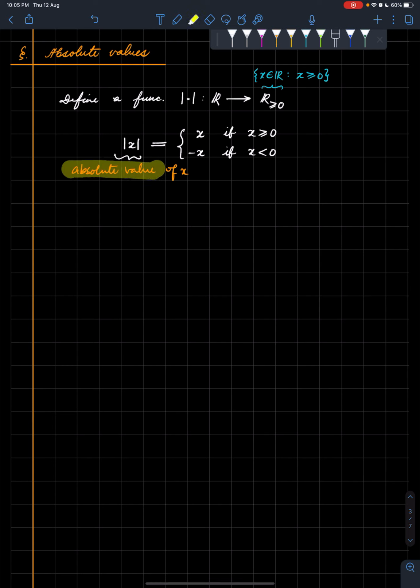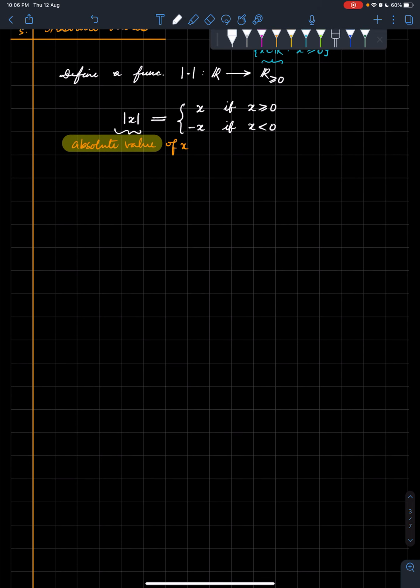Just a definition. And one must have seen the graph of this function definitely in high school, which is as follows. So here we have the x-axis, and this is the y-axis, and the graph looks like this. There is this pointy thing at the origin, and you must have seen this before.